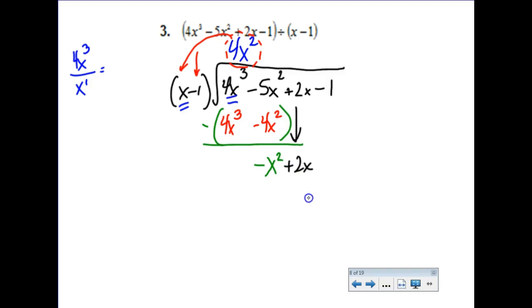All right, the new lead term is negative x squared, and I'm dividing it by my original divisor's lead term of x. So that simplifies to a negative x, which I'm going to write right here. Now you take that negative x and you distribute it into the divisor. So that gives us negative x squared plus x.